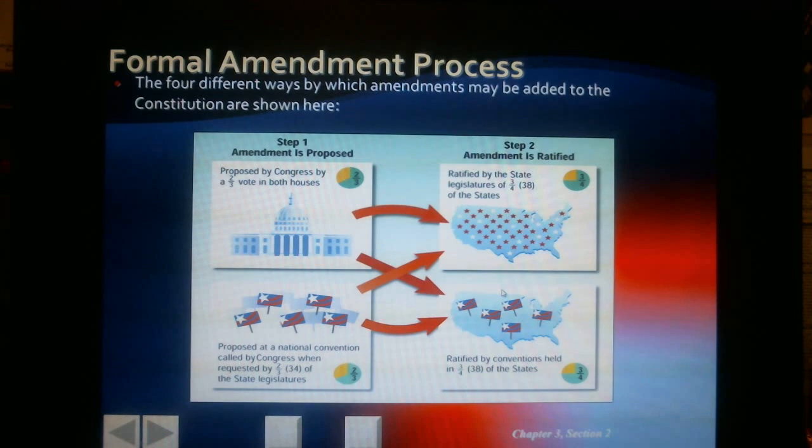That's why we only have 27 of them, because it's not a very easy process. Okay, that takes us to the end of the second video here, and we're going to get started on your third video, which is going to deal with the principles of the Constitution.